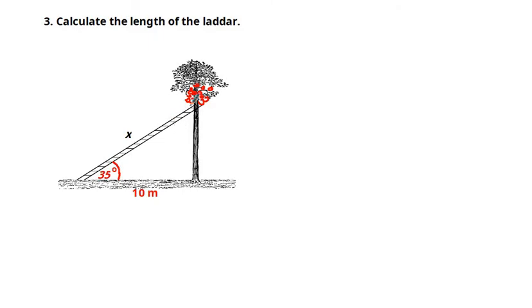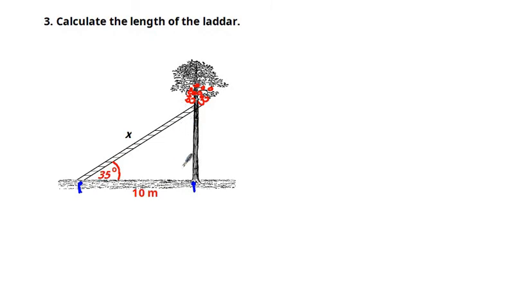And the distance of the foot of the ladder, as in the foot of the ladder right here, from the base of the tree is 10 meters. That's the distance. Right? 10 meters. And the angle of elevation that is formed between the ladder and the ground is 35 degrees. Alright? So it is now asking us to find the length of the ladder.